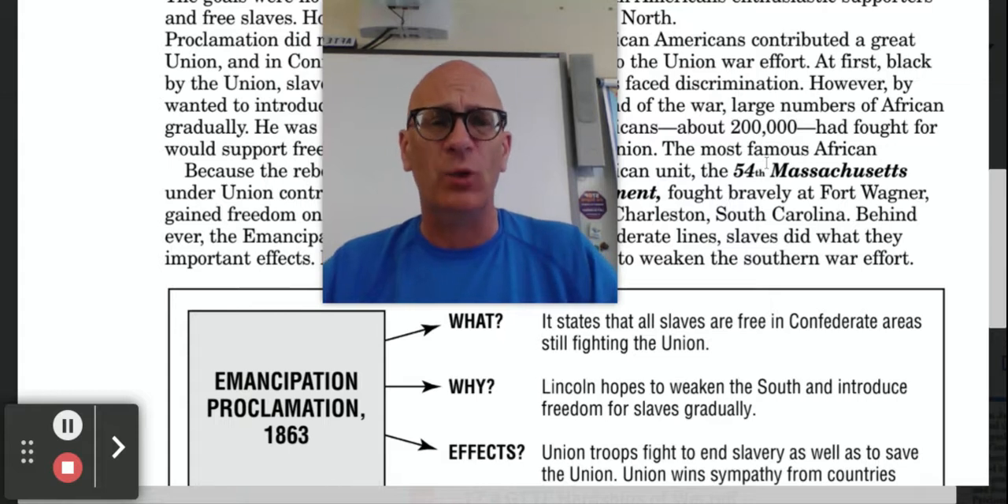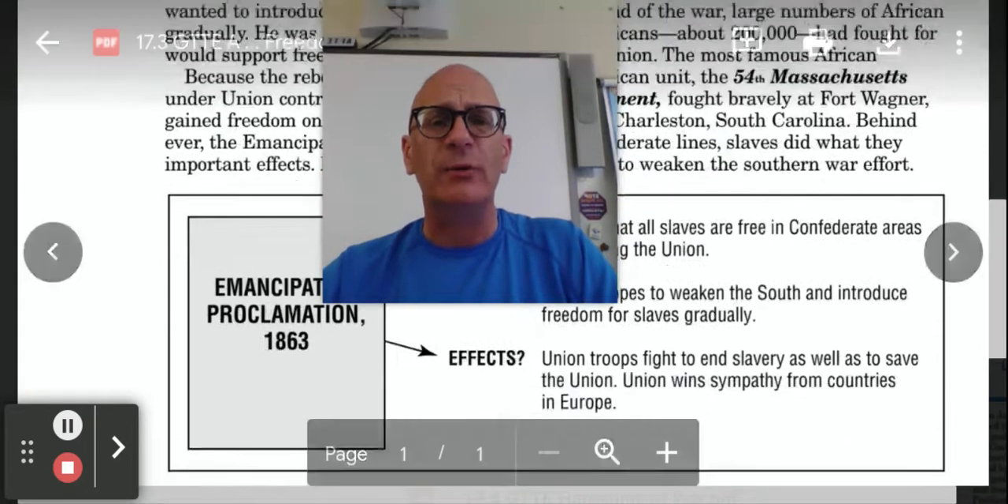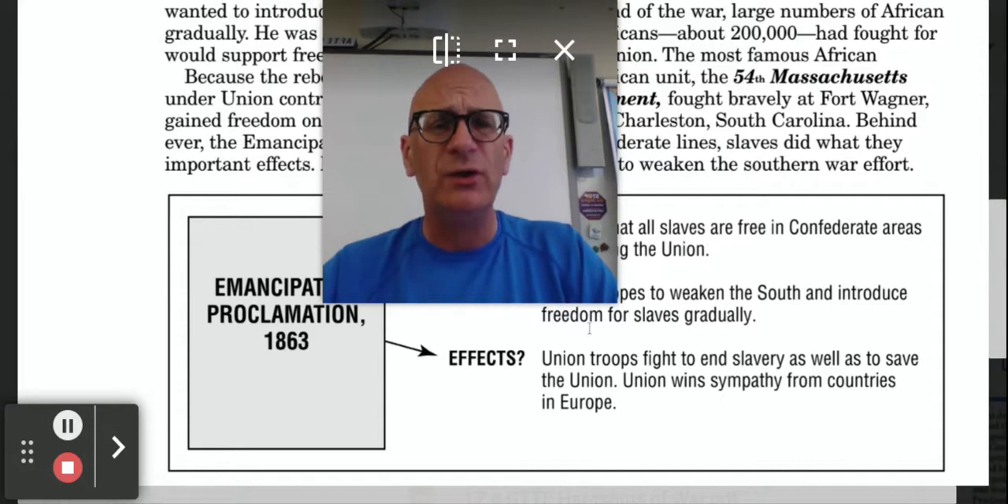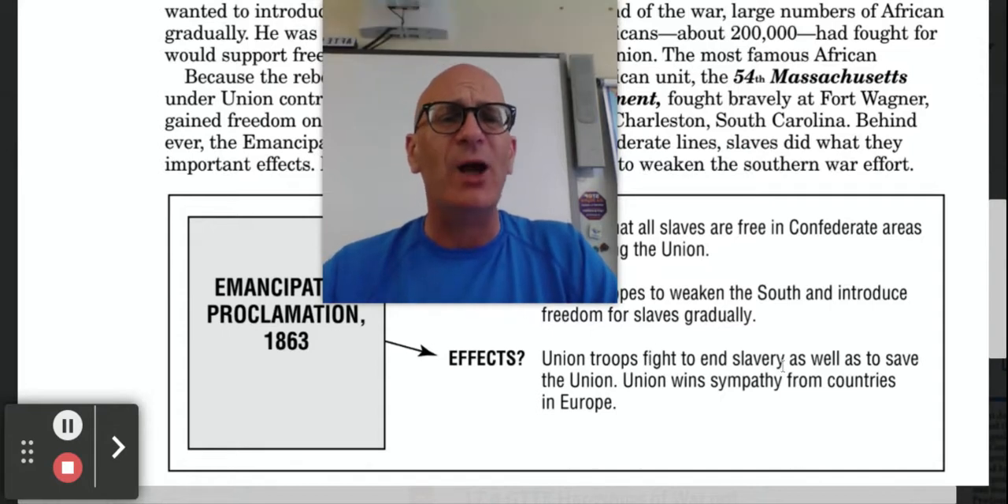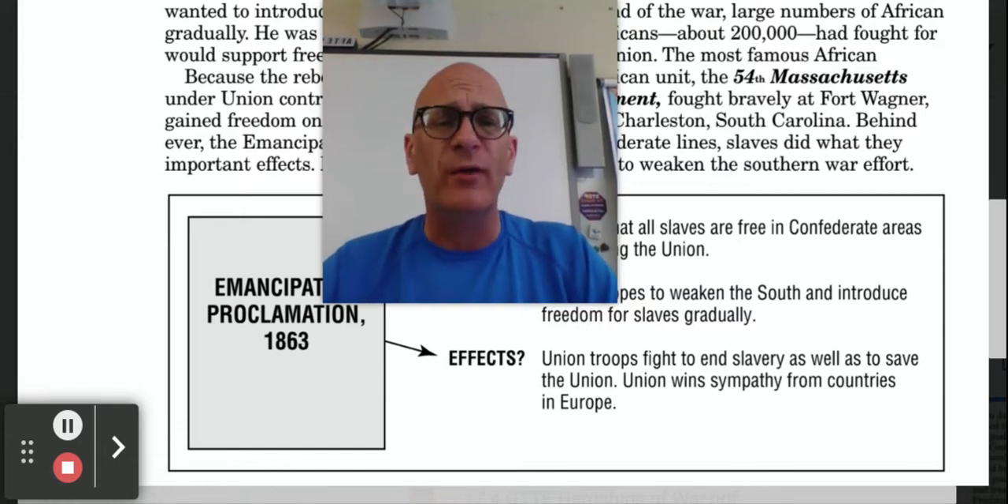The Emancipation Proclamation was written in late summer of 1862, and it was public knowledge that it would go into effect on January 1st of 1863. Lincoln wanted to introduce the idea of freedom for slaves gradually. The effects, as we learned in the reading: the Union troops fight to end slavery now, as well as to save the Union. Saving the Union was the primary goal when the war started. Now there is a second goal, and the second goal is to end slavery. The Union will also win sympathy from countries in Europe as a result of the Emancipation Proclamation of President Lincoln.